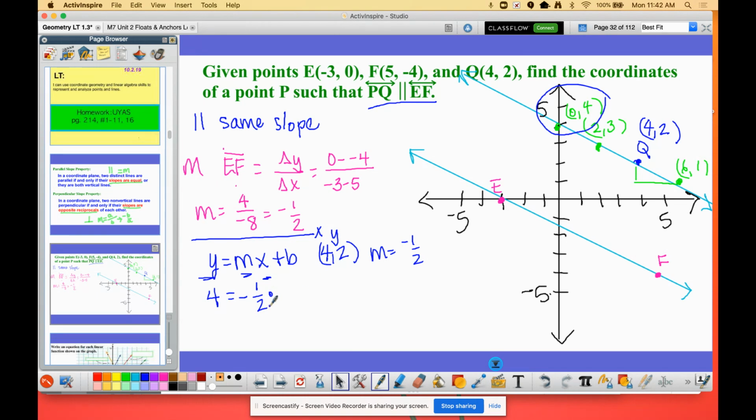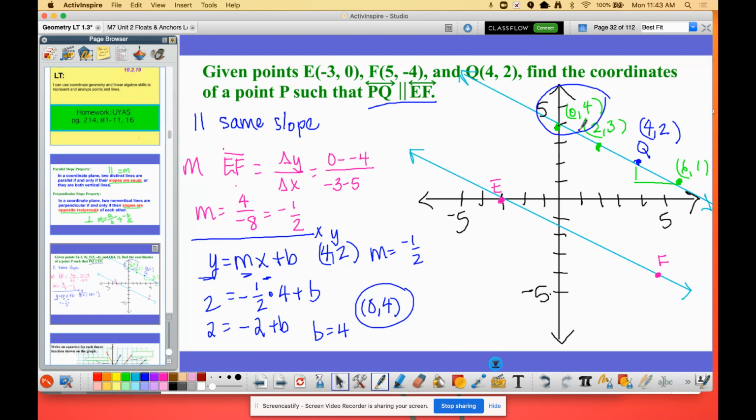So I'll sub in... oh, sorry, I did that wrong. Y is 2. Sorry about that. X is 4. And then b is what I'm looking for. So 2 is equal to negative 1/2 times 4, which is negative 2, plus b. Add 2 to both sides, and b gives me 4. So that gives me this 0, 4 right here. My y-intercept is 4. That means x is 0. So that's another point, which we did here just by counting.